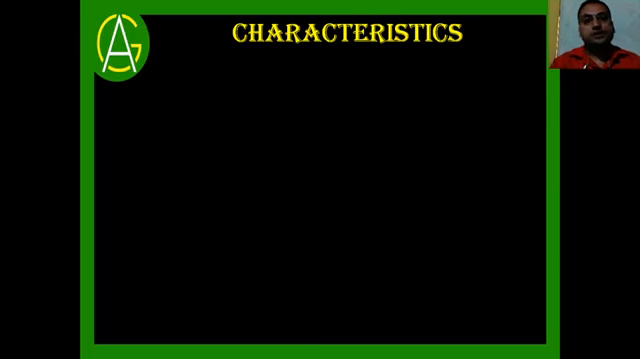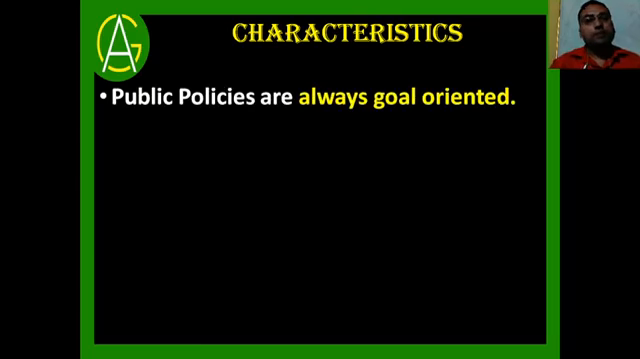Now let us learn the characteristics of public policy. Public policies are always goal oriented. As I said in the definition of Carl J. Friedrich, first, in order to prepare the policy, a goal or objective is set out, and in order to achieve that particular goal, the government prepares the policies. Say for example, in order to achieve economic growth, policy is prepared. In order to achieve industrial growth, the policy is prepared. So economic growth or industrial growth are the goals or objectives, and in order to achieve those goals, the policies are prepared.